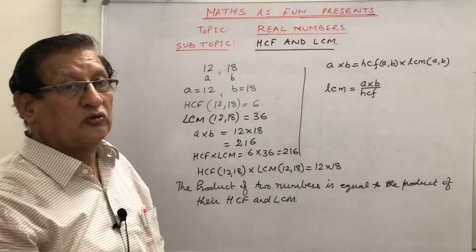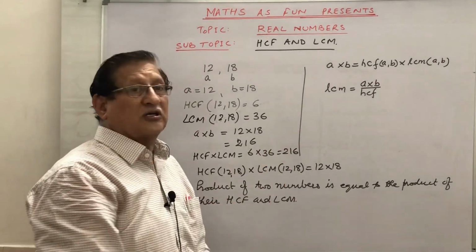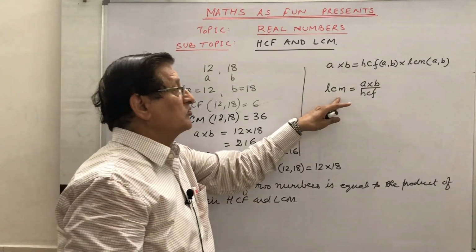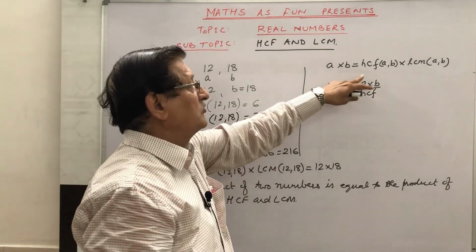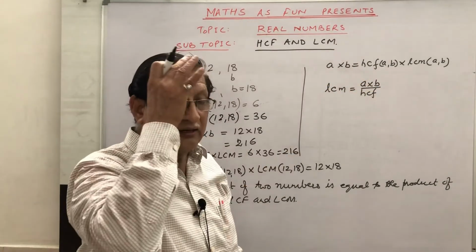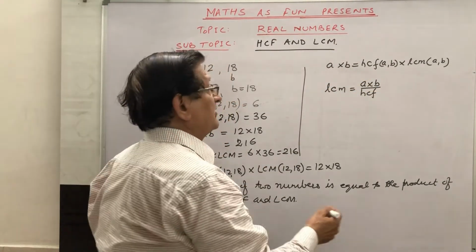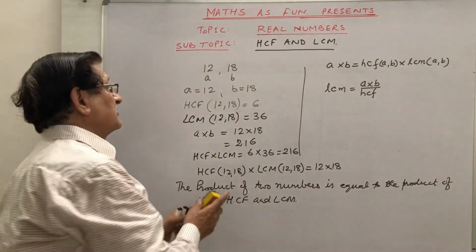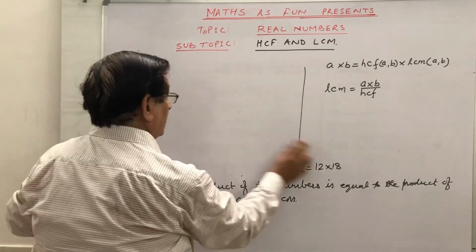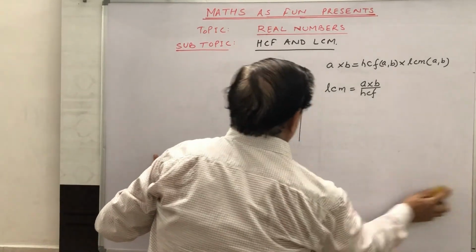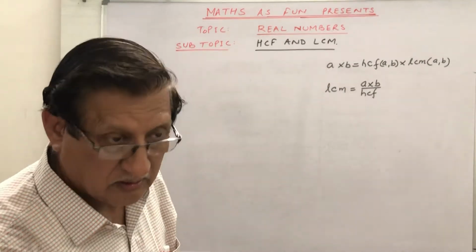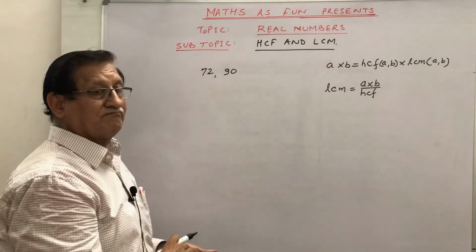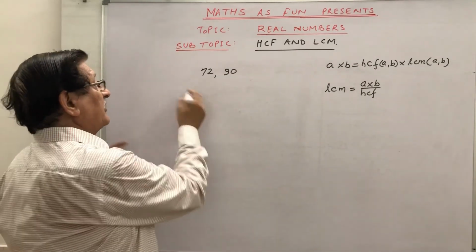So in case we know two numbers and we know how to find out HCF, but suppose we are not able to find out LCM, then we can make use of this. We can find out LCM by using A into B upon their HCF. Suppose I take any two numbers, 72 and 90, and we want to find out their LCM by this particular formula. First, let's find their HCF.